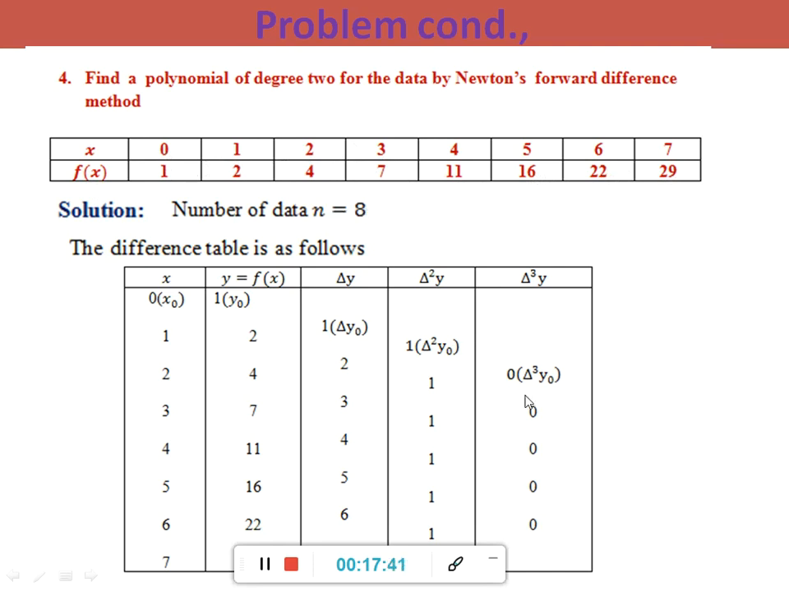So first construct difference table. First list the value of x, then list the value of y. Now find the first order difference. 2 minus 1 is 1 here, 4 minus 2 is 2. Likewise, we can easily find the first order difference. Similarly, we can easily find the second order difference from first order difference. Similarly, we can easily find third order difference. All the values are 0 here.